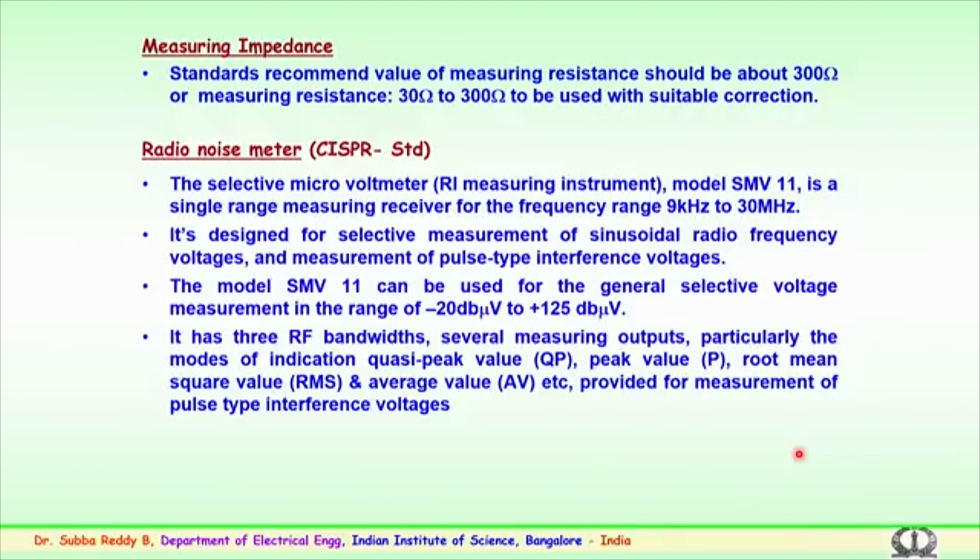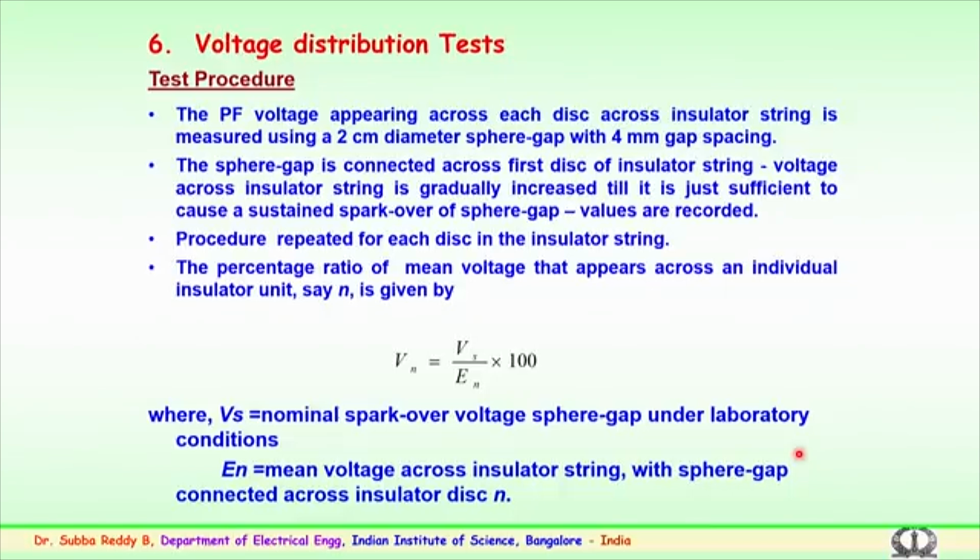And this has a selective measurement range of minus 20 dB microvolts to plus 125 dB microvolts, and you can measure as per the standard specifications. It also has an option of 3 radio frequency bandwidths, and several measuring outputs, particularly the modes of indication like the peak value, the quasi peak value, the root mean square (RMS) value, and also the average value. So, any laboratory should possess the requirements as per the laid standards of the CISPR measuring circuits and CISPR measuring devices. That was about the RIV.